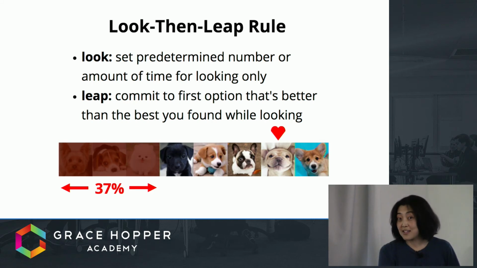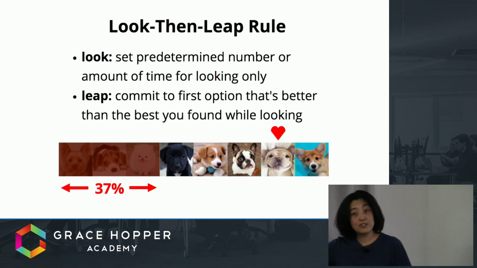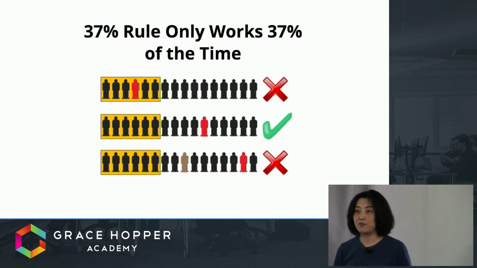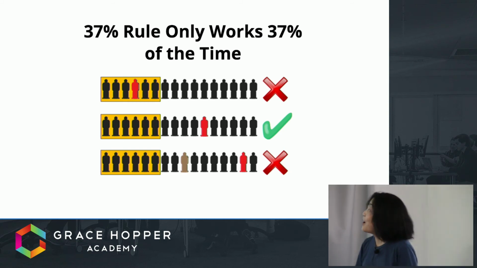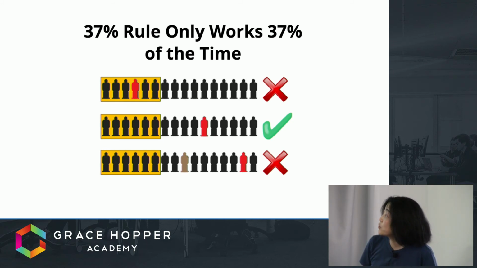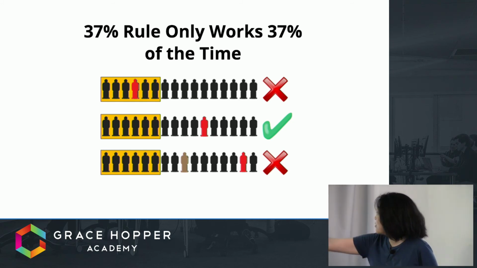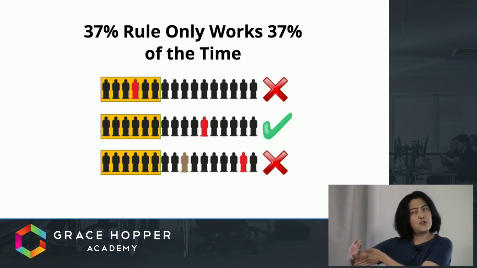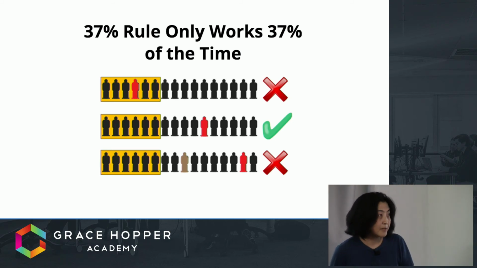Now, there's a downside to this method, which is that we actually never get to look at the last dog, right? And this brings up a problem with the 37% rule, which is that it actually only works 37% of the time. And there are a couple of reasons for this. One is that maybe the best option happened during the look phase. Or it could be like the last option, where the best choice was too far deep into the group, so you never actually got to consider it.